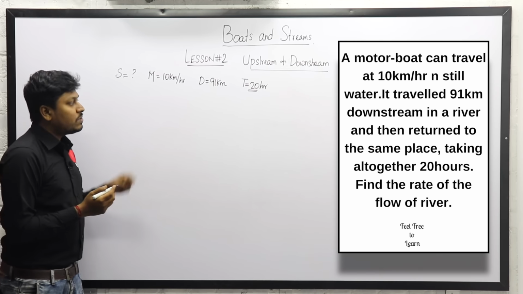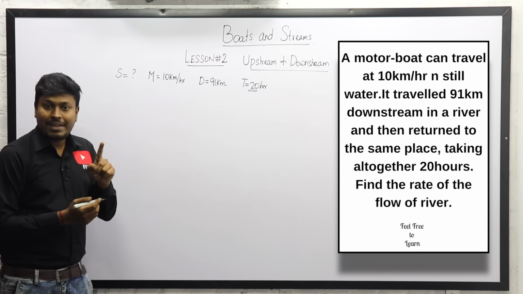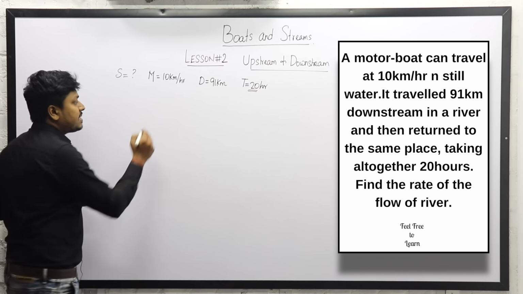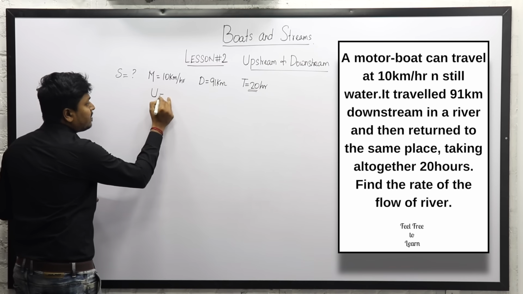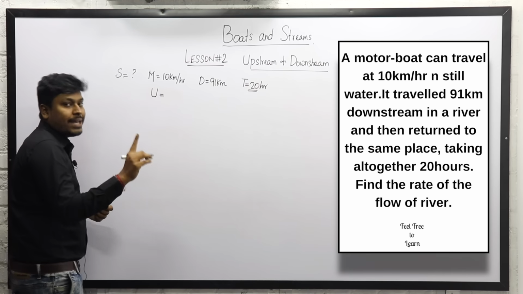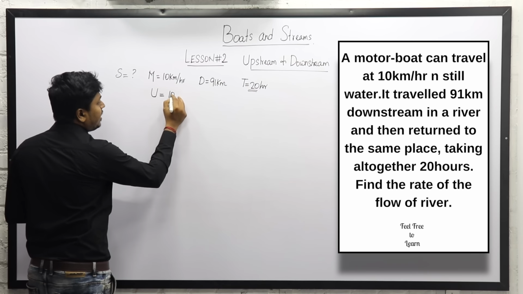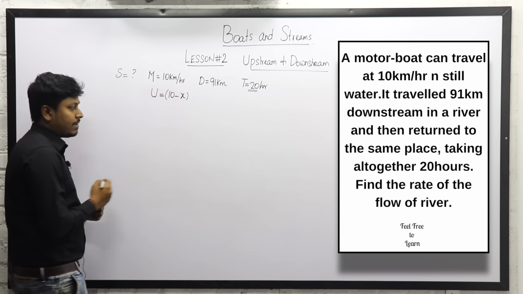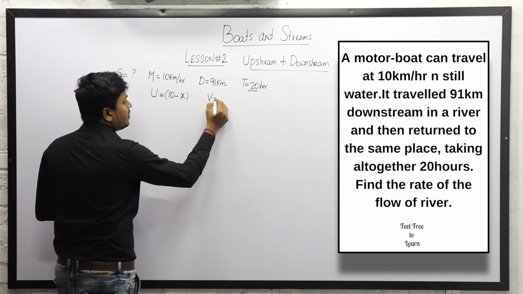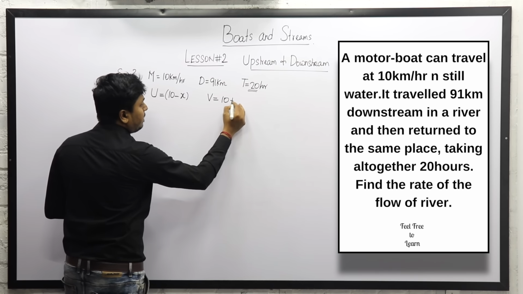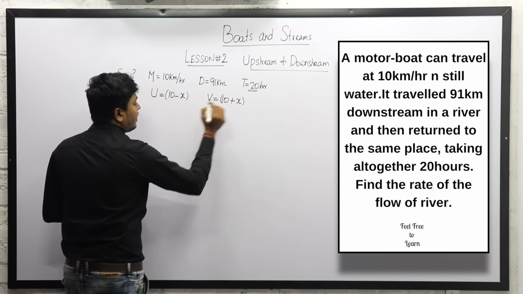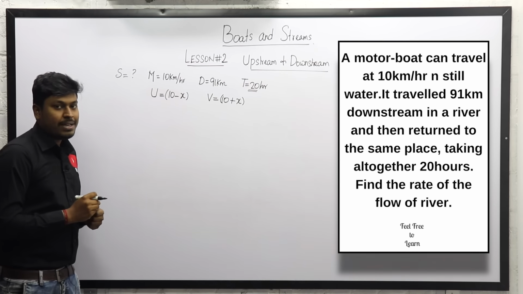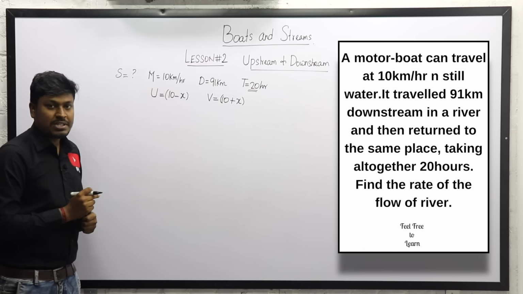So similarly, by using all these data, first what we can find is what is upstream. Upstream is equal to boat speed minus stream speed. Boat speed will be 10. Stream speed we don't know, so let me assume this as x. Similarly, in case of downstream, it will be boat speed plus stream speed. So finally we got the upstream speed and also the downstream speed.